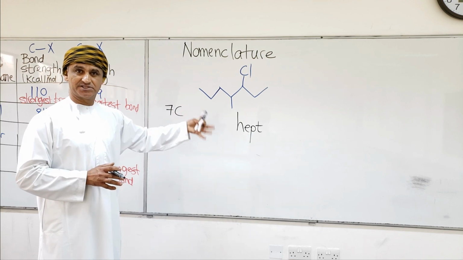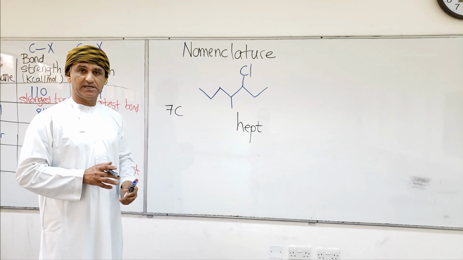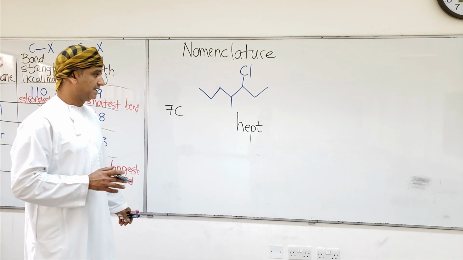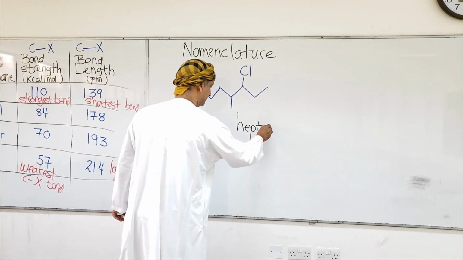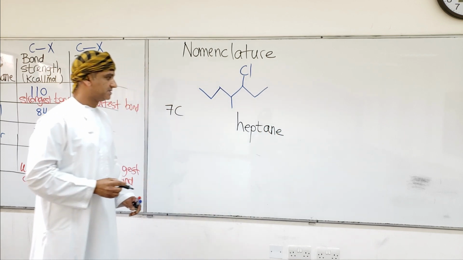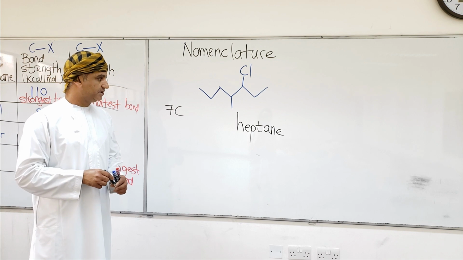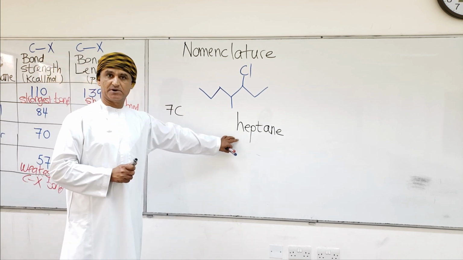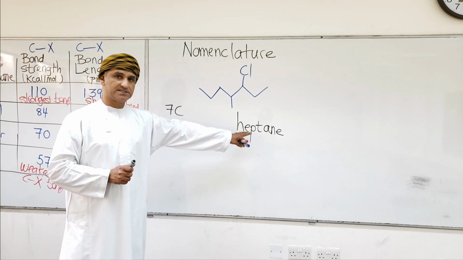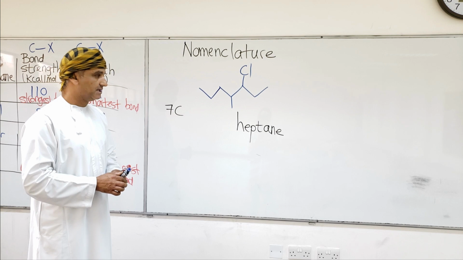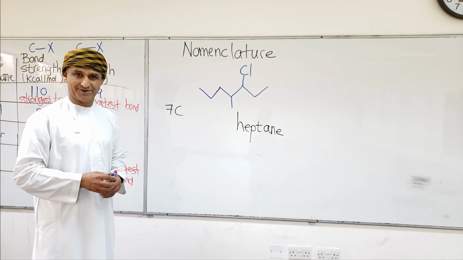So the root here is hept, and since there is no other functional group, then it would be ane, just to reflect that this compound is an alkane, of course, containing a halogen. So heptane. This is the general name of this compound, reflecting the number of carbons, and the suffix suggesting that there is no other functional group except the alkane, which is not even considered a functional group.